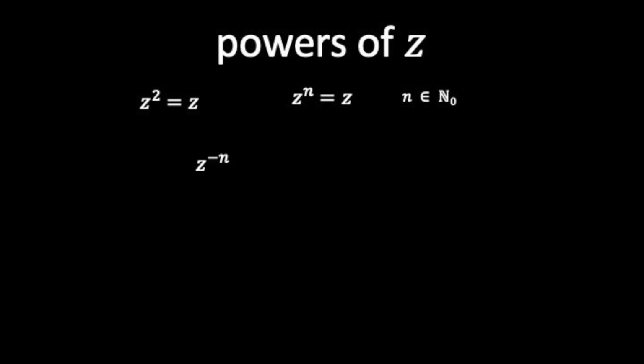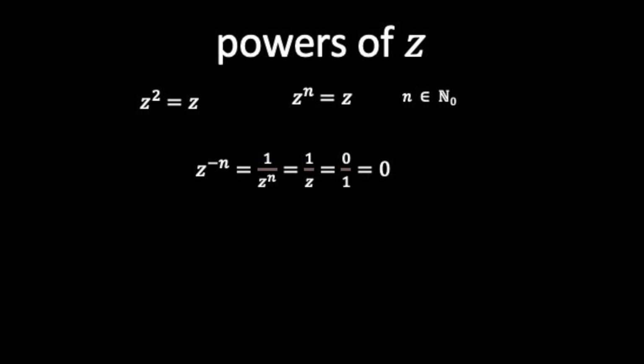So how about negative powers of z? z to the minus n is equal to 1 divided by z to the power n, which is 1 divided by z, or 0 divided by 1. And that is, of course, 0. Remember that a negative power of z is 0.